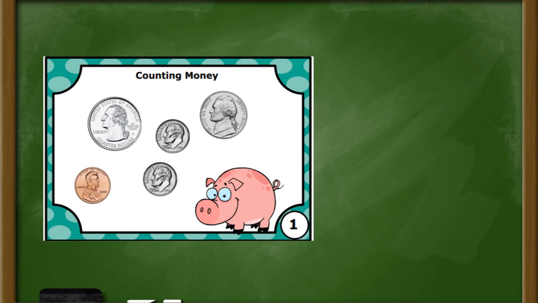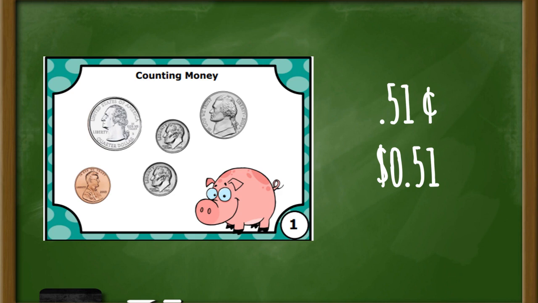For example, in this first picture, I see 1 quarter, which is 25 cents, 2 dimes, which are 10 cents each. So I'm going to count up 25, 35, 45, 1 nickel, which is 5 cents. So we now have 25, 35, 45, 50, and 1 penny would give us 56 cents. Here's how I would write that. Here you can see I represented it as cents and as a dollar amount.